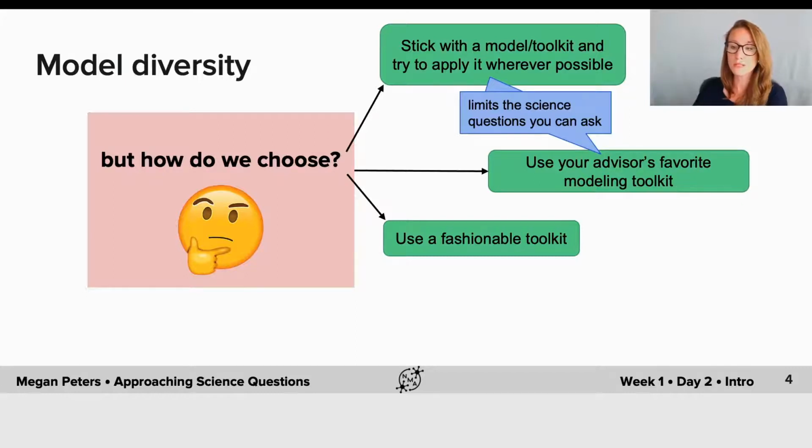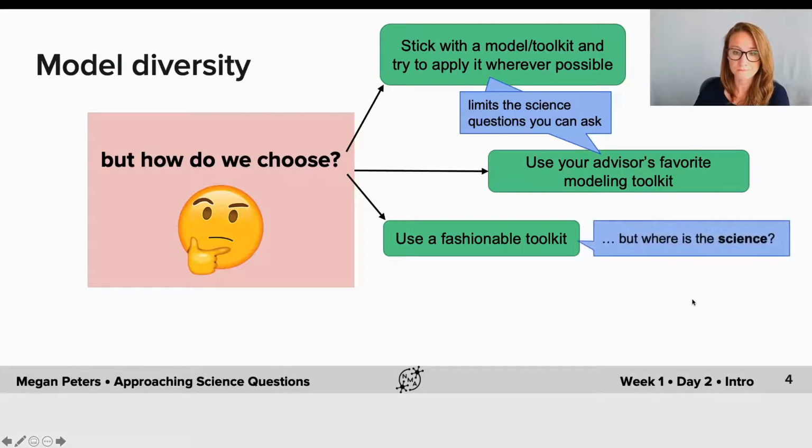But the issue is that randomly applying machine learning, or any model that's fashionable for that matter, is not actually going to get you very far. A model just fitting the data by itself doesn't provide a ton of answers.